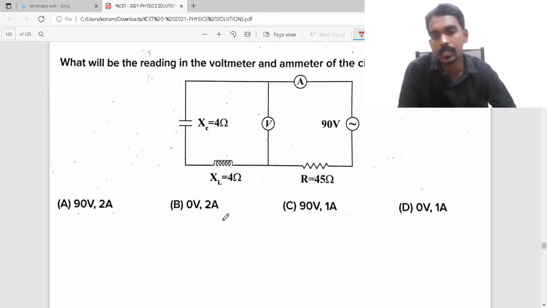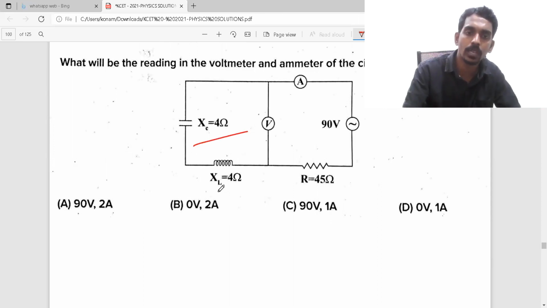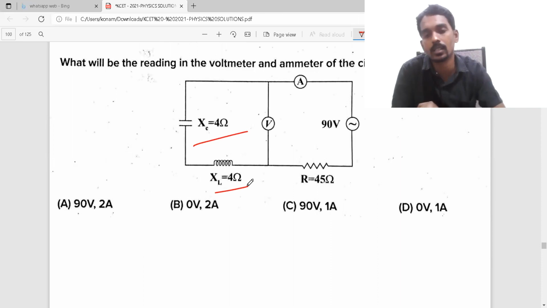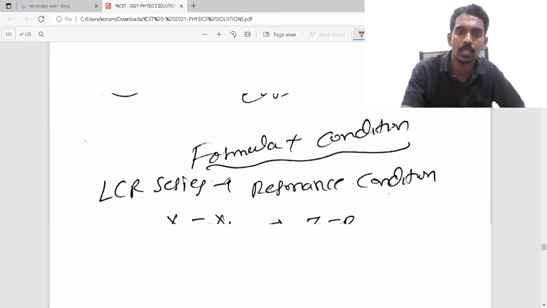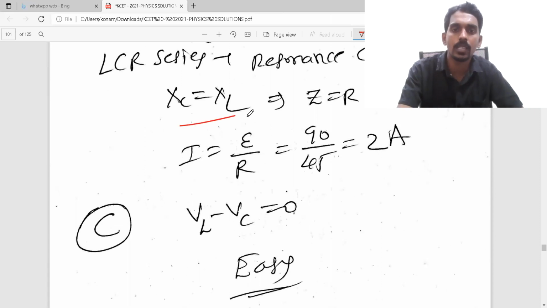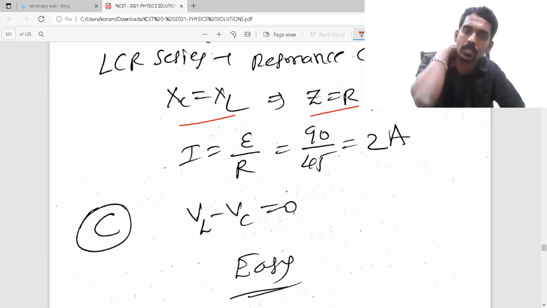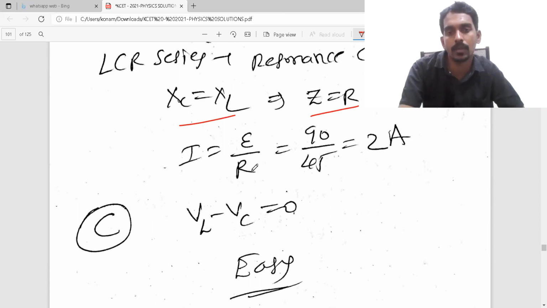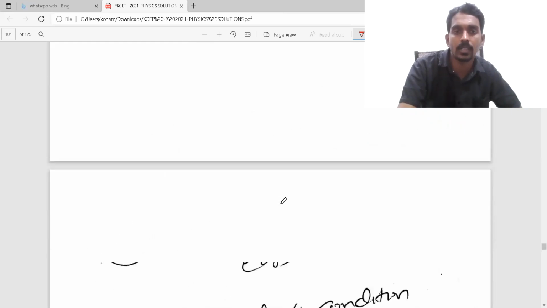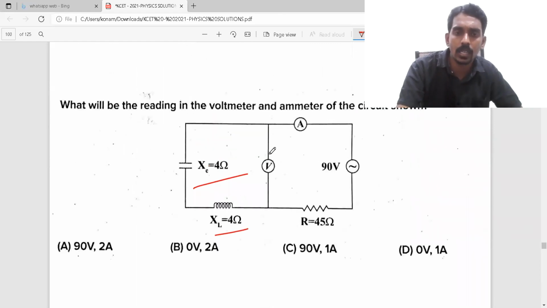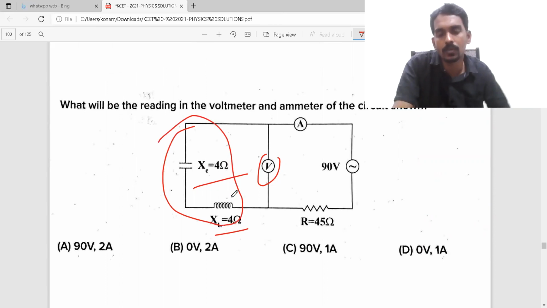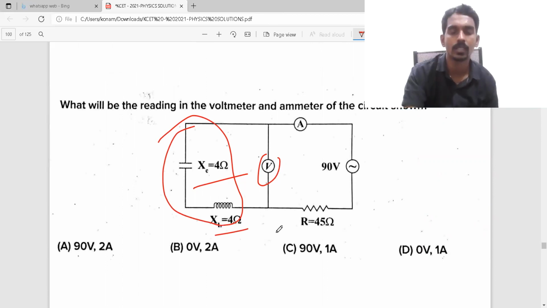Now here, if you see the LCR series circuit, this is important even for board examinations. Here XC equals XL, so you can say it is the resonance condition. Under resonance, the impedance is equal to the resistance. So the current will become not epsilon naught by Z, but epsilon by R, which comes to 2 ampere. As VL equals VC, VL minus VC will become 0 under resonance. The voltage across the voltmeter is across this combination, so the resultant becomes VL minus VC, which is 0. That's why the voltmeter reads 0.